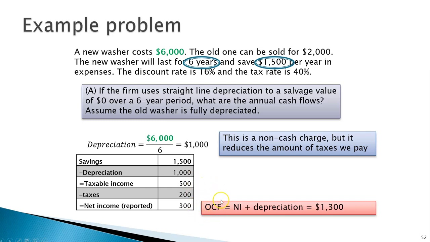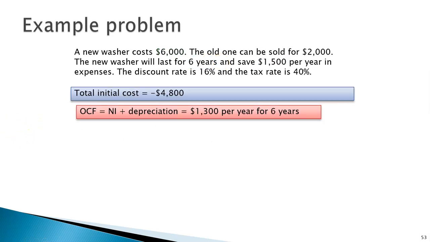And now, remember, what we care about, though, is the cash flow. And since this depreciation is a non-cash expense, that means that buying the new washer, because of its efficiency, saving us money in expenses, will add $1,300 in cash to the business if we do the project. That's the operating cash flow. And that will happen every year for 6 years in a row, right? So we've got that for 6 years in a row.